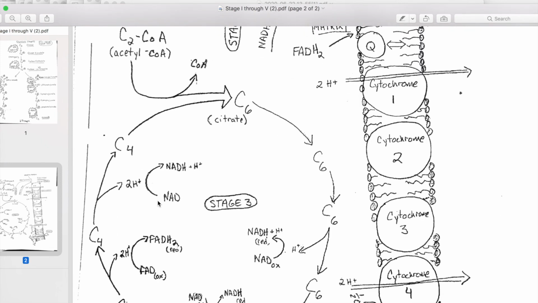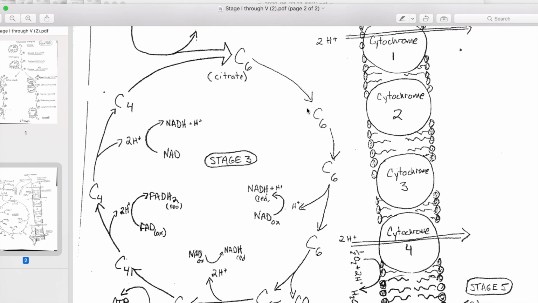It's called the Krebs cycle, or the citric acid cycle, or the TCA cycle. They all mean the same thing. They're all stage 3. And that 2-carbon molecule, the CoA, comes off. It gets added to a 4-carbon molecule. 4 plus 2 equals 6, which is a 6-carbon molecule, citric acid. That citric acid is going to get rearranged into a bunch of different kinds of acids.